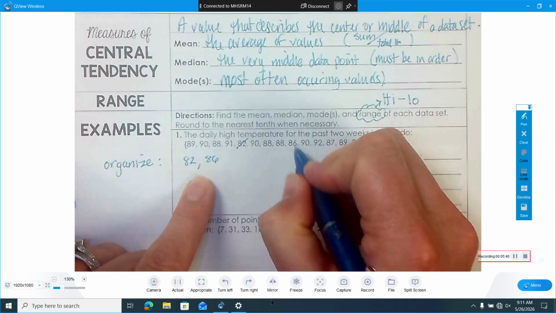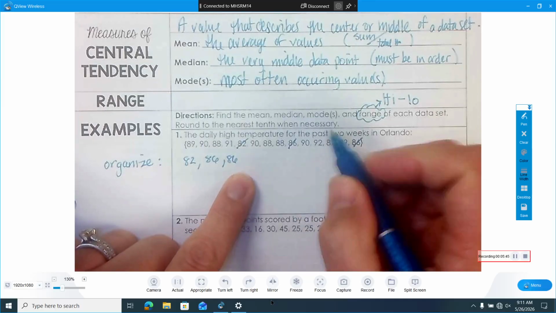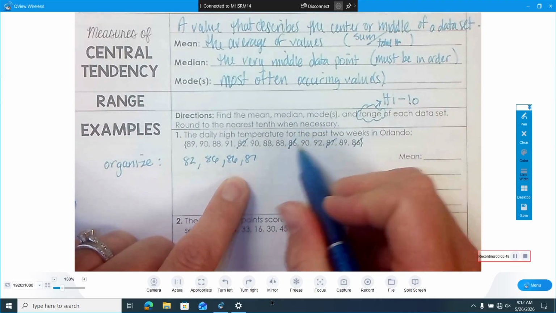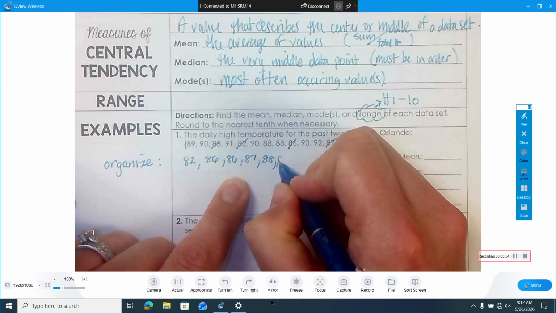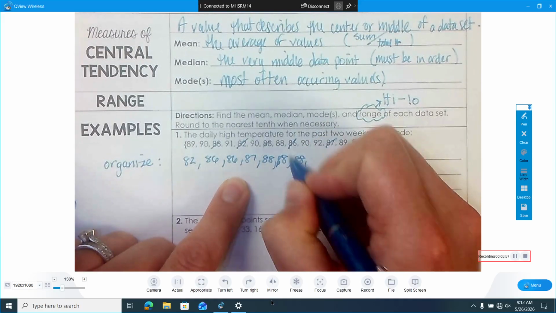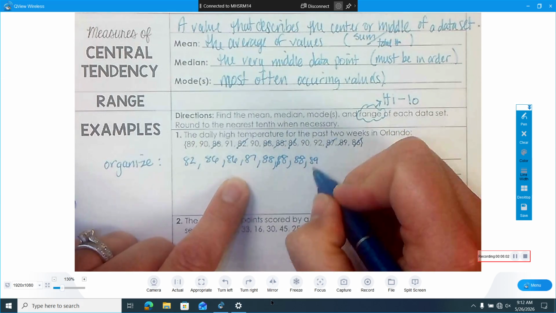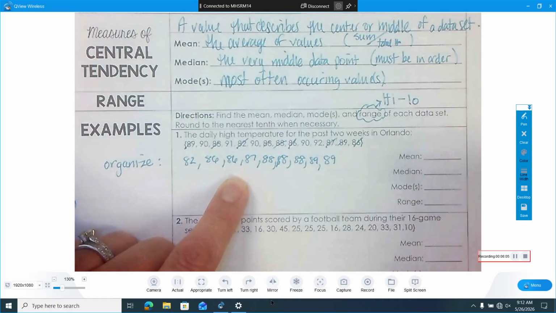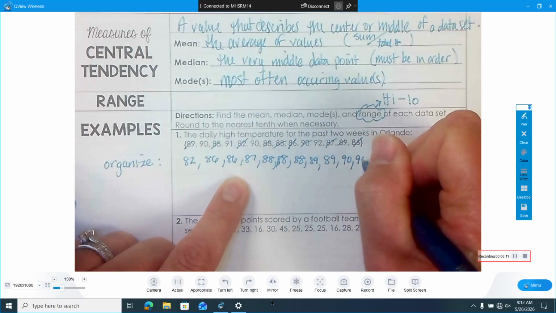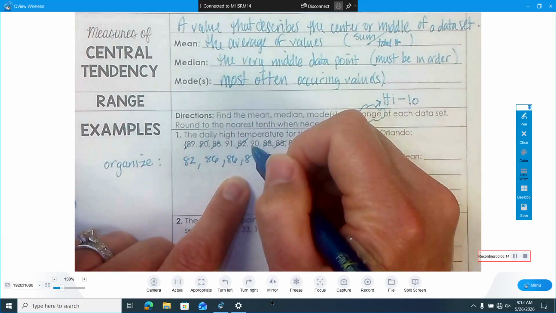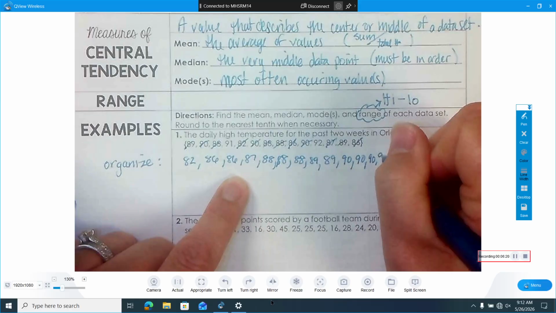So 82, what comes next? 86. We have one 86 and we have another 86. All right, I see also an 87. And quite a few 88s. 1, 2, and 3. All right, I see an 89 and another 89. And we see a couple of 90s. And, oh, a third 90. And then a 91 and a 92.